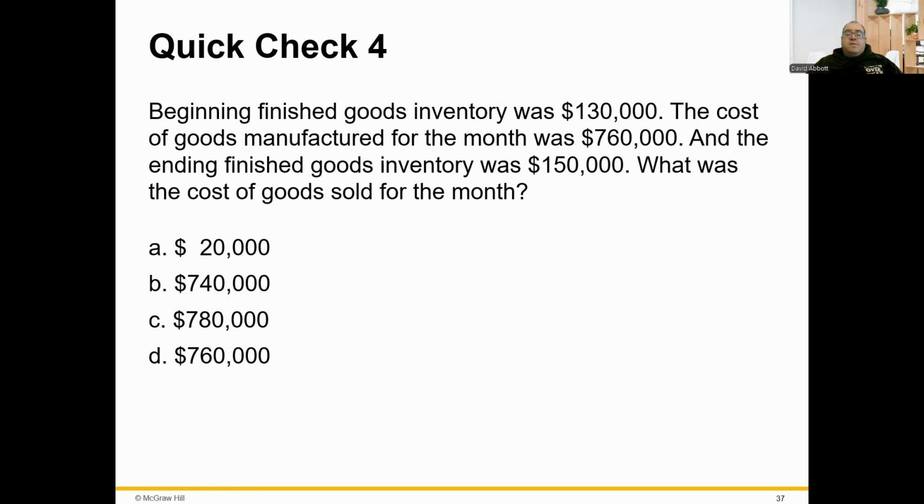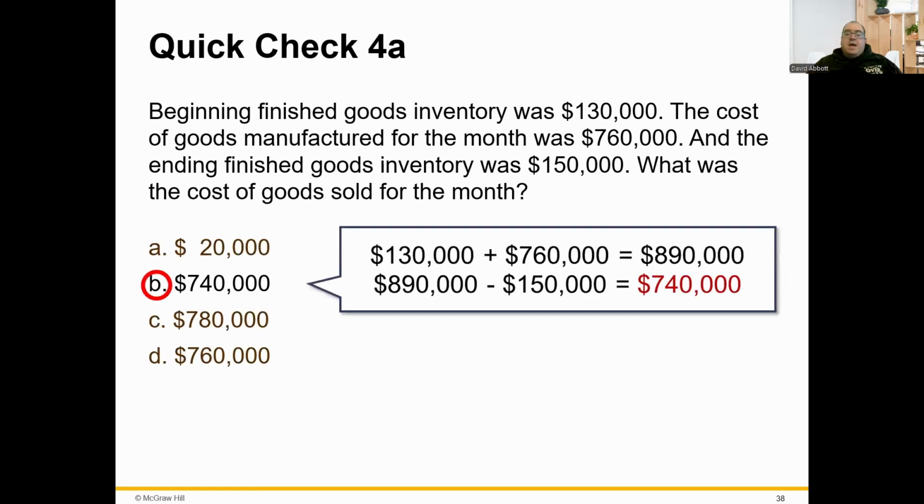Next is question 4. Beginning finished goods inventory was 130,000. The cost of goods manufactured for the month was 760,000, and the ending finished goods inventory was 150,000. What was the cost of goods sold for the month?